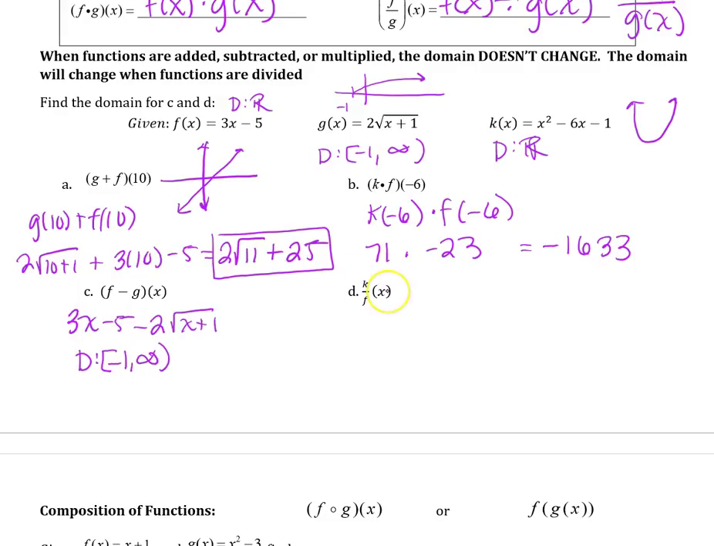Now I come over here where I have division, and this is saying take x squared minus 6x minus 1 and divide it by 3x minus 5. Now each of those separately have domains of all reals, but as soon as I divide them, I have a rational expression, and therefore I need to really pay attention to where the denominator goes to 0. So in this case, my domain is going to be all reals, but x cannot be 5/3 because, again, that would cause that denominator to go to 0. So that's where you have to be careful.